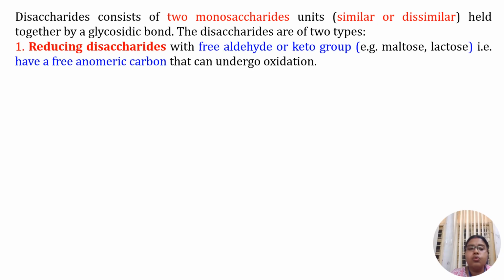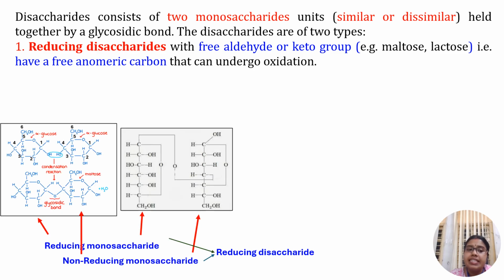These disaccharides are of two types: reducing and non-reducing. Reducing means a free aldehyde or keto group is present, that is, it has a free anomeric carbon that can undergo oxidation, so it is known as a reducing disaccharide. Like in the case of maltose, the anomeric carbon of one alpha glucose is linked with the C4 hydroxyl group of the other alpha glucose. So for the other alpha glucose, the anomeric carbon is free. The alpha glucose whose C4 is linked is reducing, and the alpha glucose whose C1 is linked is non-reducing. Combined, maltose is a reducing disaccharide.